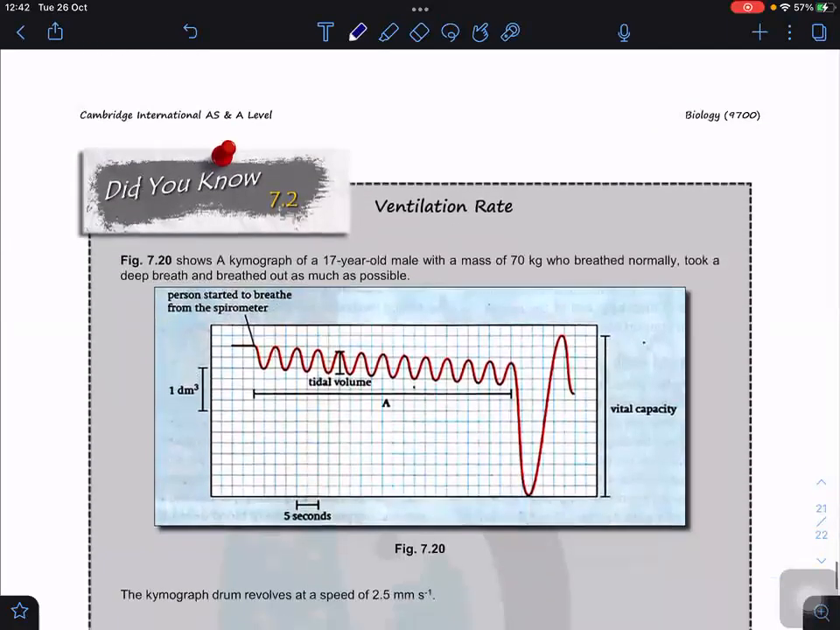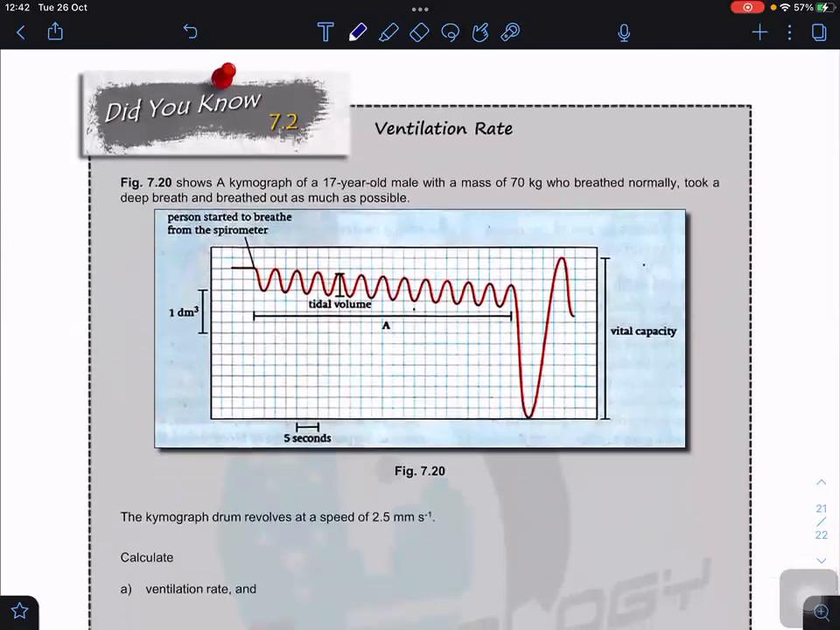So let us look at this question. Okay, so Figure 7.20 shows a kymograph of a 17-year-old male with a mass of 70 kg who breathed normally, took a deep breath and then breathed out as much as possible. Okay, so you can see that in this case, it's a bit opposite. The kymograph shows us the decrease, so it means breathe out the air, breathe in, breathe out, breathe in, breathe out, and so on. Can you see that?